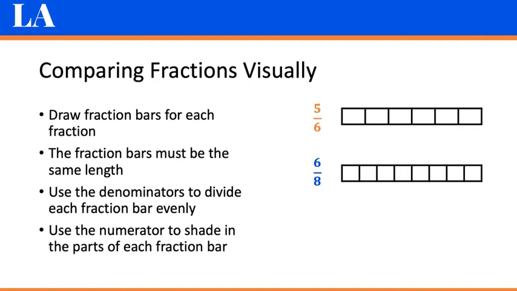Next, we're going to look at the numerator, and we're going to see how many parts we need to shade. In the top fraction, we have 5 in the numerator, so we need to shade 5 equal parts. In the second fraction, we have 6 in the numerator, so we need to shade 6 equal parts.